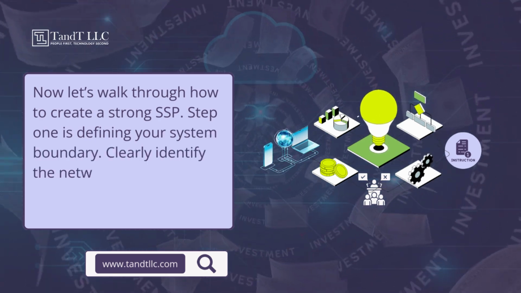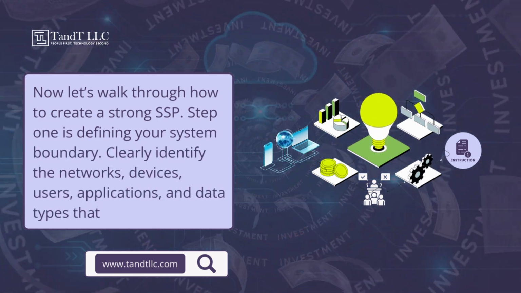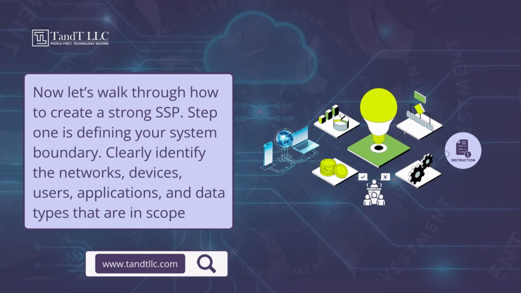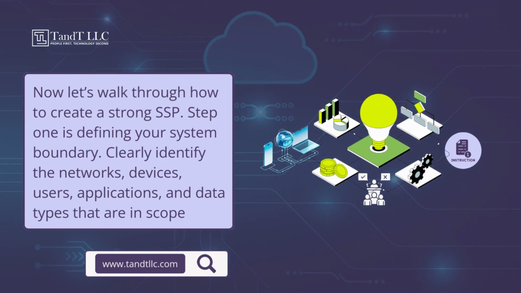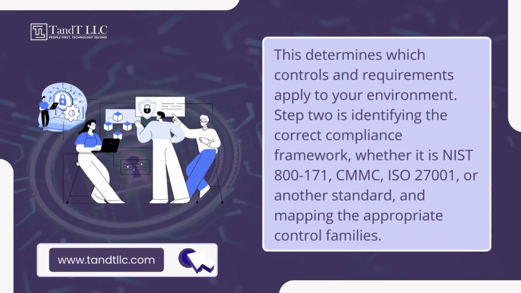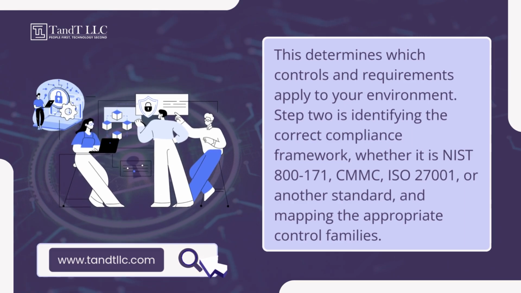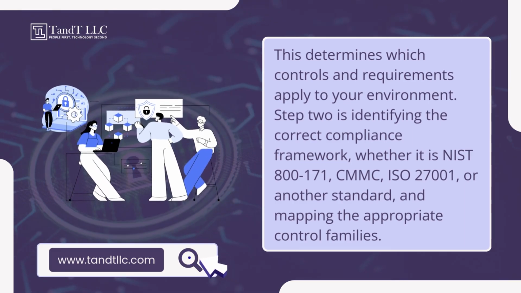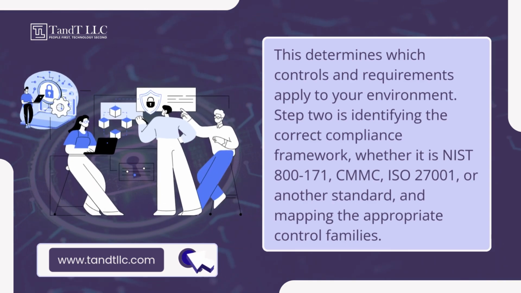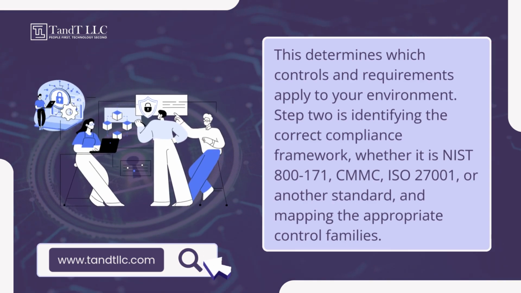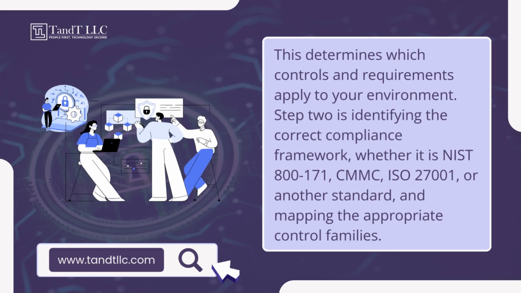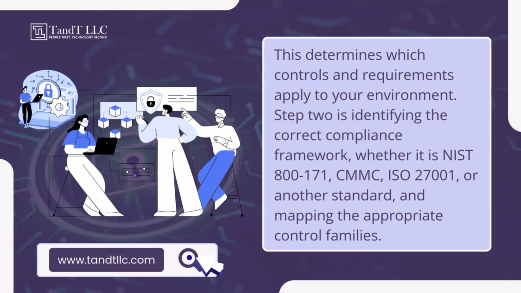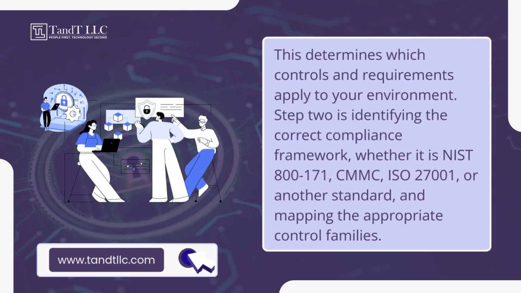Step 1 is defining your system boundary. Clearly identify the networks, devices, users, applications, and data types that are in scope. This determines which controls and requirements apply to your environment. Step 2 is identifying the correct compliance framework, whether it is NIST 800-171, CMMC, ISO 27001, or another standard, and mapping the appropriate control families.